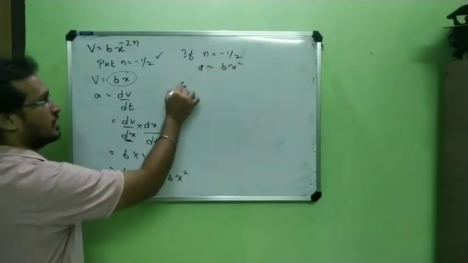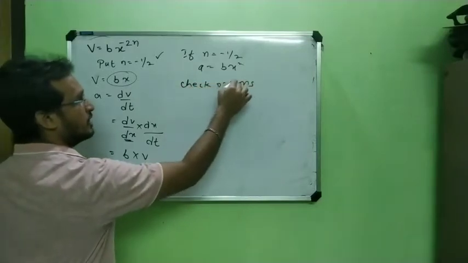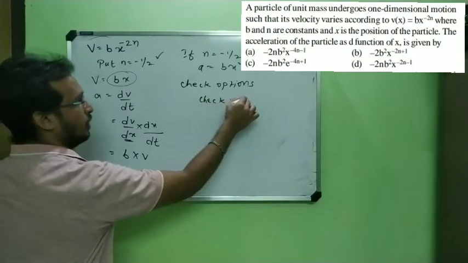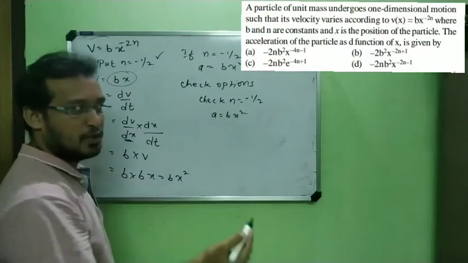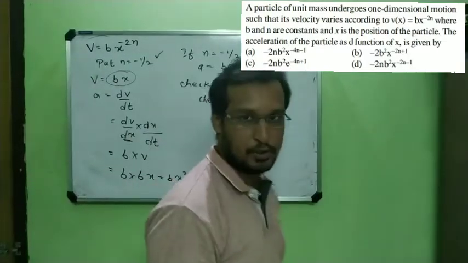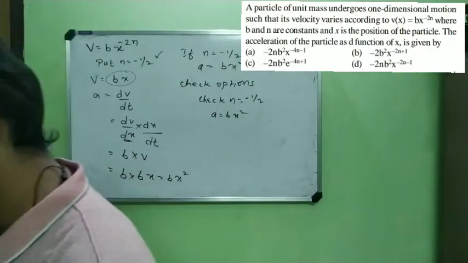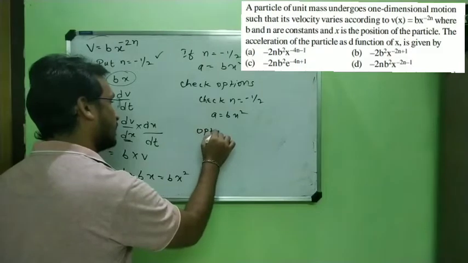Now check options. Check n equal to minus 1 by 2, a equal to b square x. Which option are you getting? When you check, it will be only option A. Only option A will be correct.